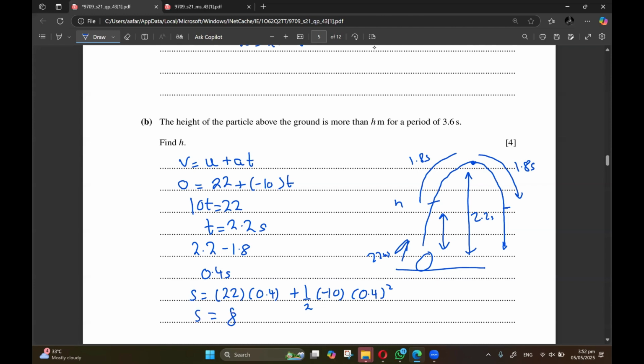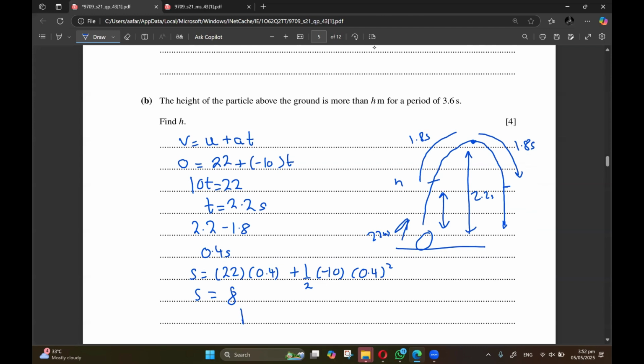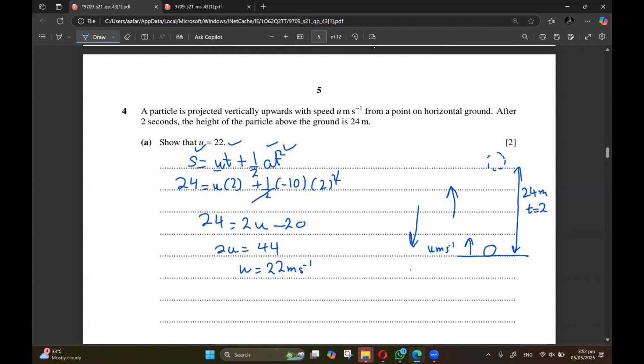So we get s is equal to 8. Basically, h is equal to 8. Tell me if you understood this question, please kindly. The height of the first part is not used in the second part.